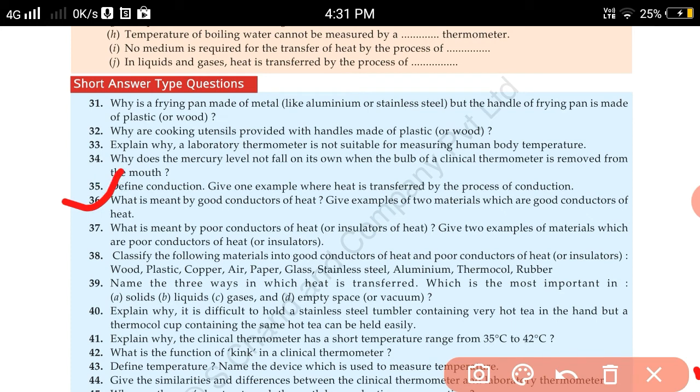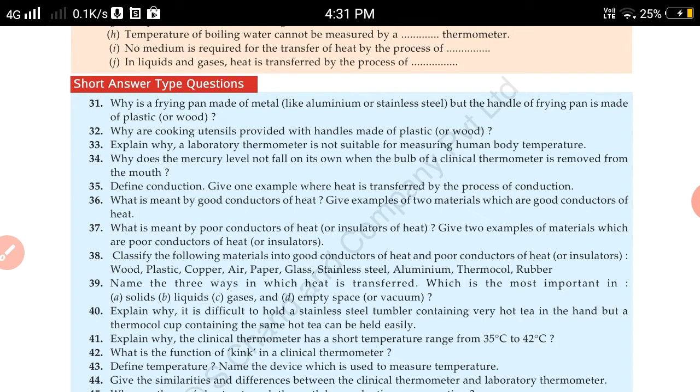What is meant by a good conductor of heat? Give examples of two materials which are good conductors of heat. Good conductors are the materials or substances that allow electricity or heat to pass through them easily. Examples are silver, aluminium, copper, stainless steel, etc. These are all good conductors of heat.